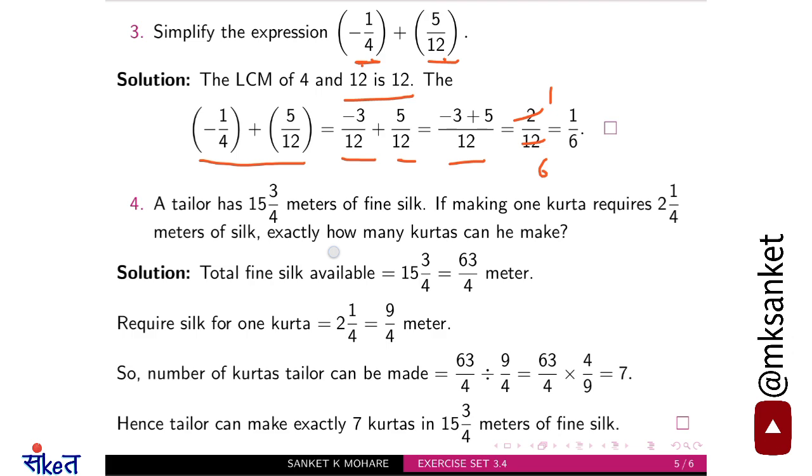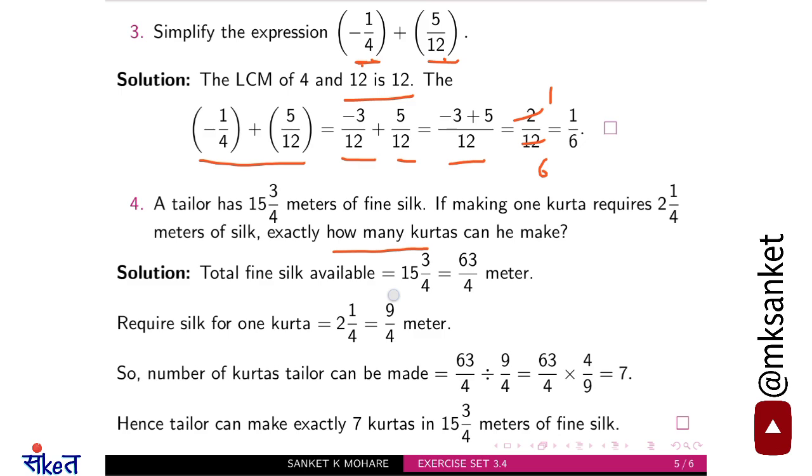Question number 4. A tailor has 15 and 3 by 4 meters of fine silk. If making one kurta requires 2 and 1 by 4 meters of silk, exactly how many kurtas can he make? So we have to find the number of kurtas that a tailor can make from the total available silk, that is 15 and 3 by 4. So let's have a solution.